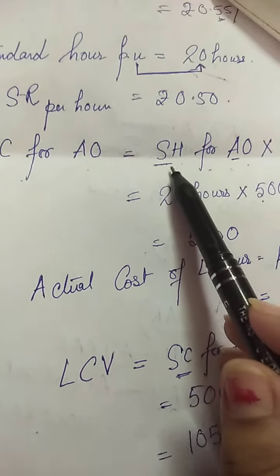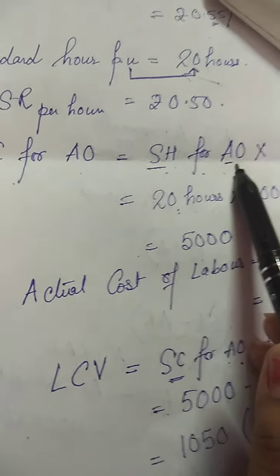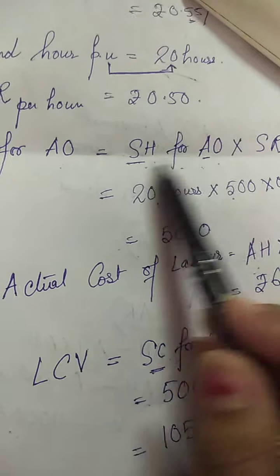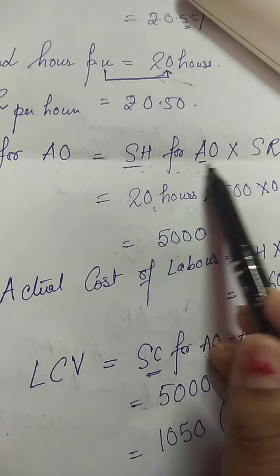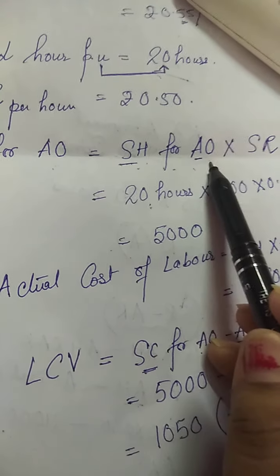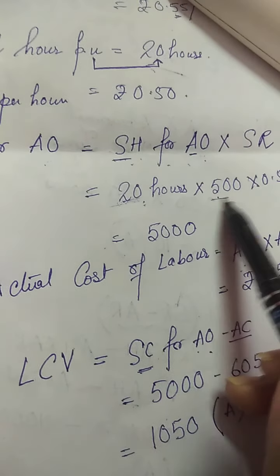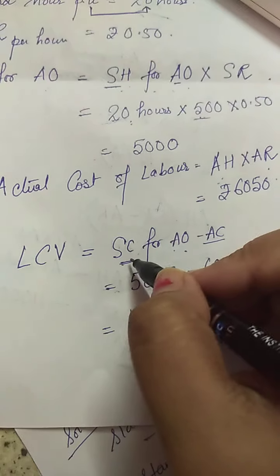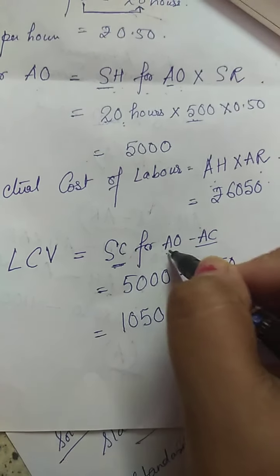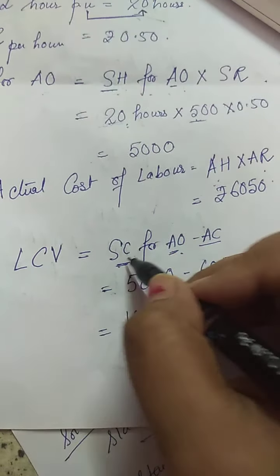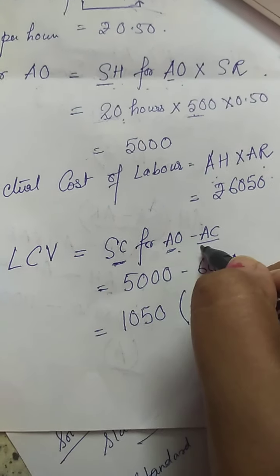Your task will be to find out standard cost for actual output. It's standard hours, not for standard output. It's standard hours for actual output. Okay, 20 hours is my standard hours and actual output is 50. This thing you just have to remember. The standard cost is always for actual output. So cost variance is the difference between SC minus AC, that is standard cost minus actual cost.